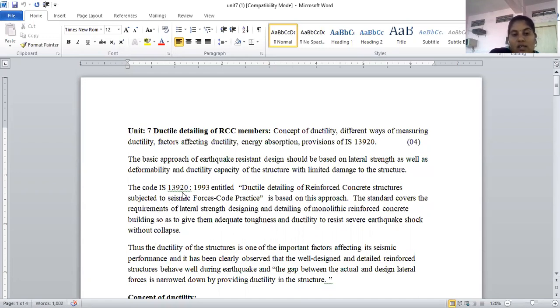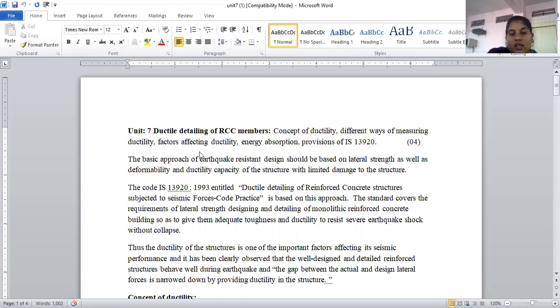We'll discuss these points within 5 minutes, and after that we'll move towards how to measure the ductility, and the last point, the factors affecting the ductility. These two parameters only remain from unit number 7. It is a very short chapter. Within 2 hours it will be finished. We have already discussed some of the concepts about ductility in the last lecture. After completing this chapter, we'll move towards the last unit, unit number 8.